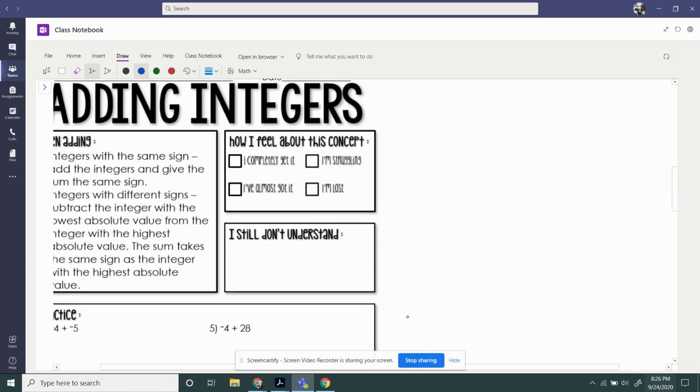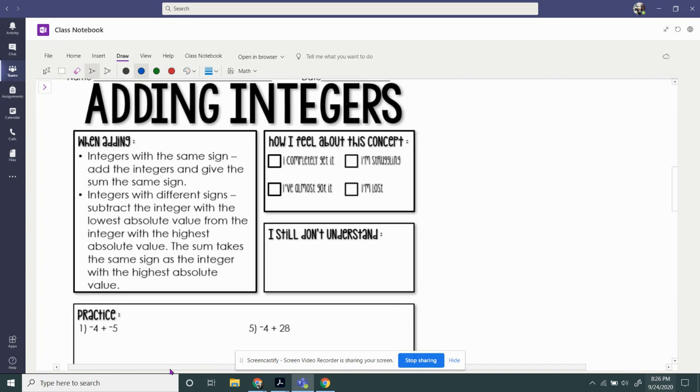Today's lesson is on adding integers, and we have some rules. Integers with the same sign, we simply add and give them the sum the same sign. So if we have 3 plus 6, both positive, they would equal a positive 9. If we had a negative 3 plus a negative 6, oops, let's fix that. That should be a negative sign. That would equal negative 9. So we just keep the sign.